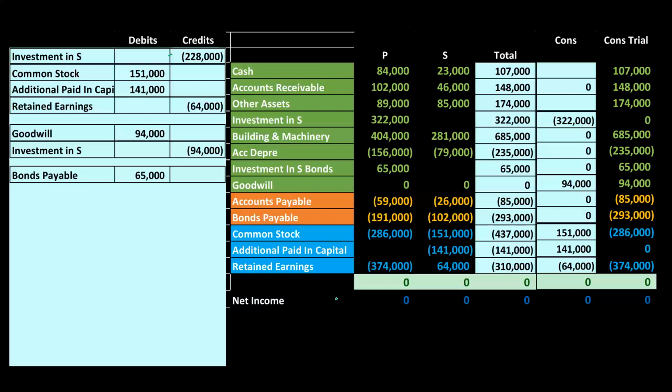So we had the bonds that were on the books. For example, if we look here, we say, hey, look, there's investment in S bonds here. So how can P invest in the bonds issued by S? Well, we can't have that, right? Because that would mean that P owes S. And when we consolidate them together, they're the same entity.